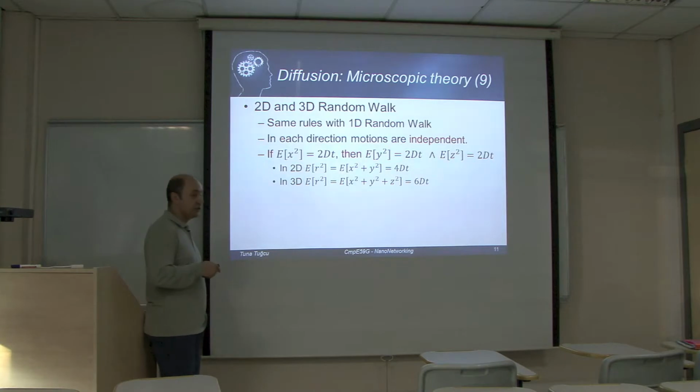So in 2 dimensions, if you represent the distance from the origin as radius r, then the expected value of r squared would be the expected value of x squared plus y squared. So it would be 4Dt. And for the case of 3 dimensions, it would be the expected value of x squared, y squared, and z squared. So it would be 6Dt.